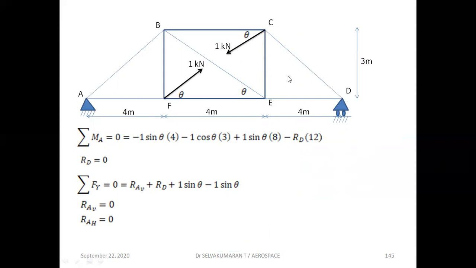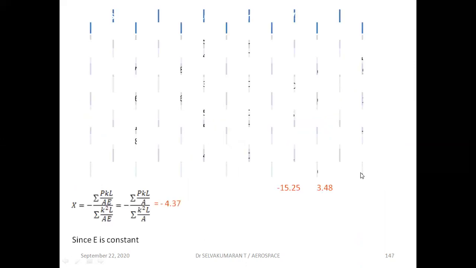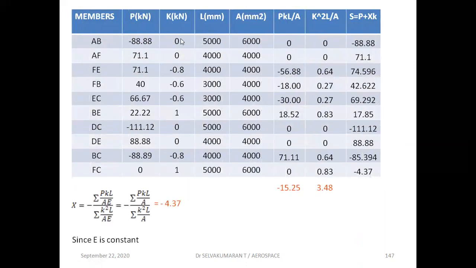With this unit load, you have to find the support reactions RD, RAV, RAH. Then for these support reactions and unit load, you have to find the member forces by drawing the free body diagrams. After obtaining all these values, enter them into the tabular column as K values. All those values are called the K values. So P, K, L, A. Here you can see X is the redundant.